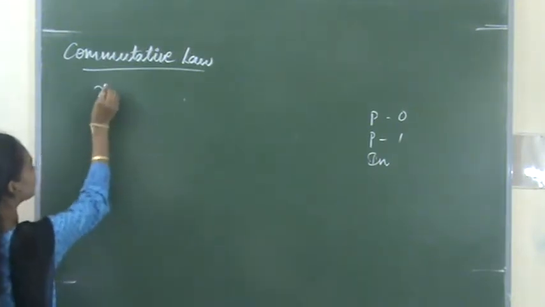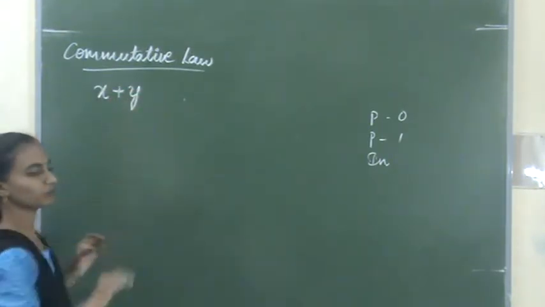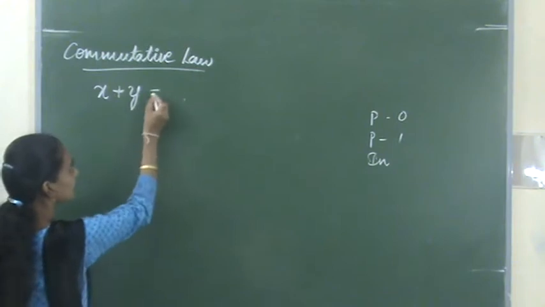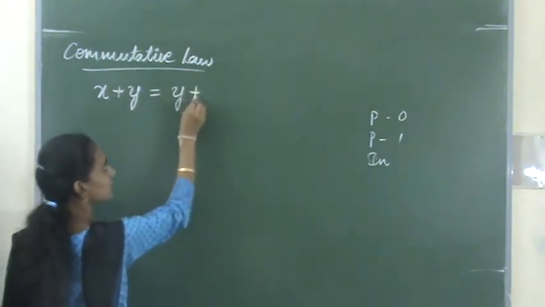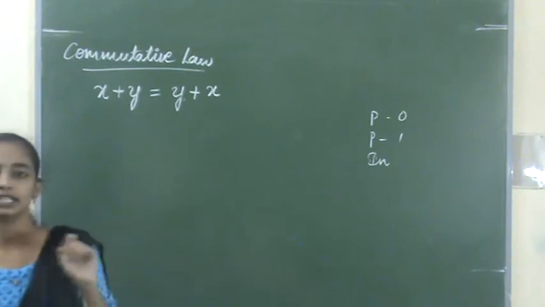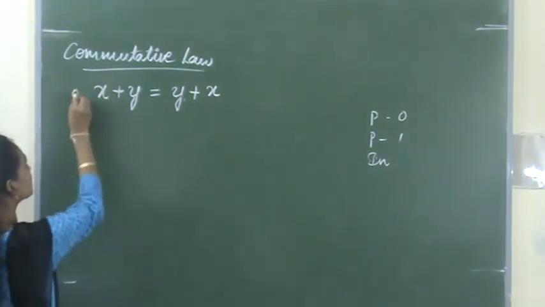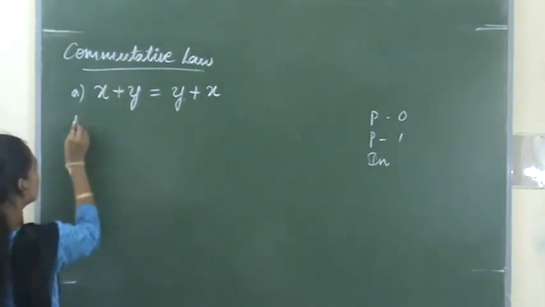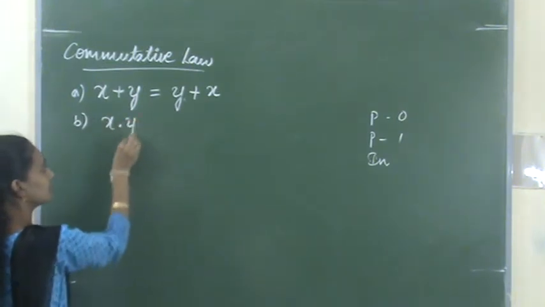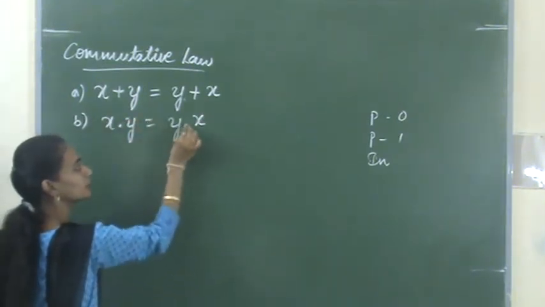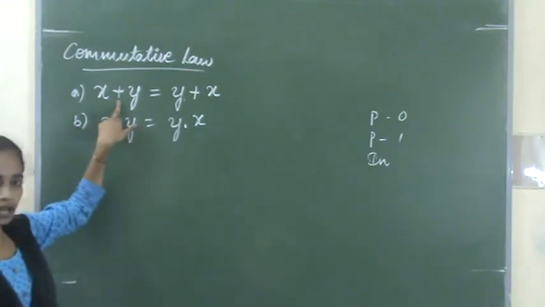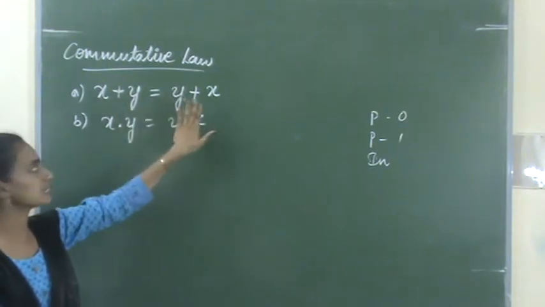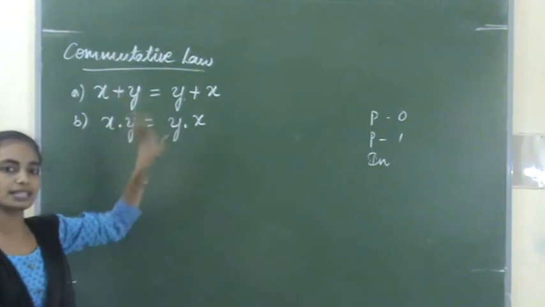If we are performing an AND operation or an OR operation on two variables, we will get the same result if we perform it in reverse order. That we call the commutative law. So the commutative law states that x plus y is equal to y plus x, and x into y is equal to y into x. If we perform the OR operation on the two variables and reverse them, we get the same result. So both results are the same.